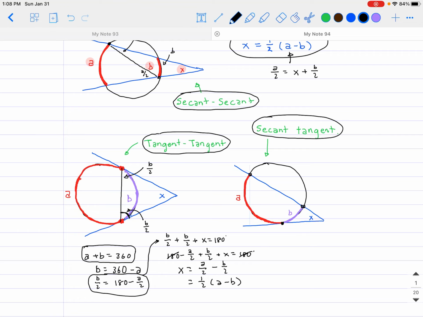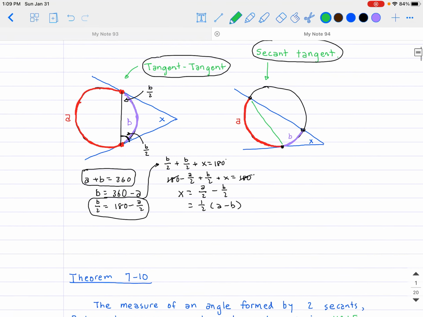Okay. Now for the last one, the secant-tangent case, as I mentioned earlier, I'm going to leave that as a homework assignment. But to give you a hint on how to start, we can create a chord, just like earlier, between two of those points. Or if you want, you can create the chord on the other side and see how that works out. So I leave it to you to discover a little bit.